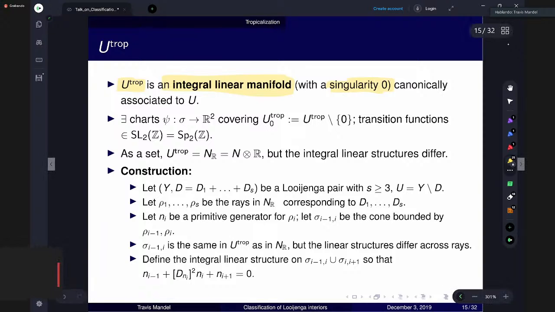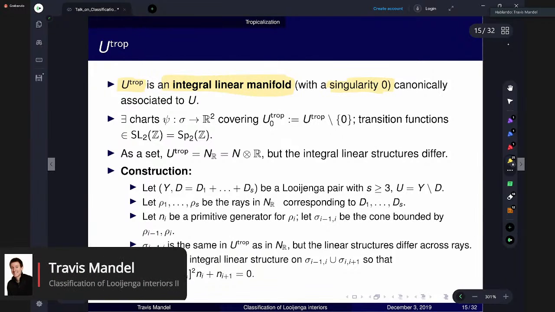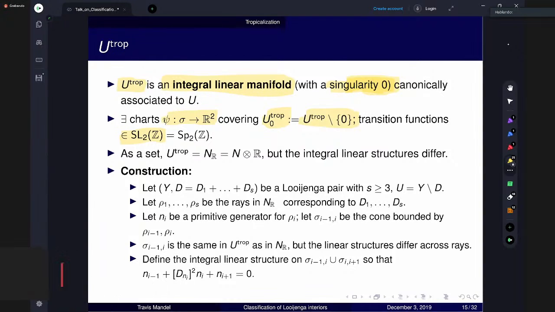So what is an integral linear manifold? Well, it's a topological manifold where your transition functions live in SL2Z. As I said, there's a singularity at 0. So we have to look at the complement of that, U trop minus 0. And on there, we have charts to R2, such that the transition functions between charts live in SL2Z. You could also say SP2Z, it preserves that skew-symmetric pairing we had.